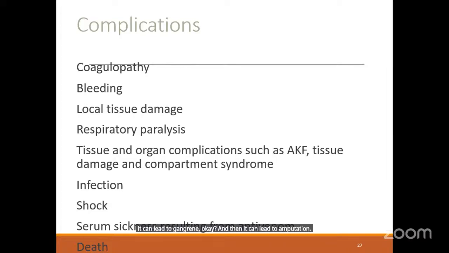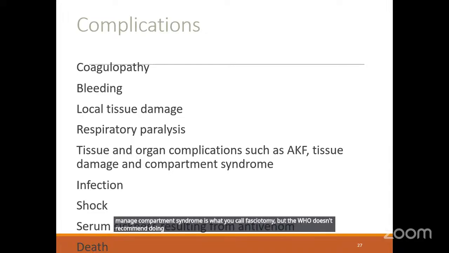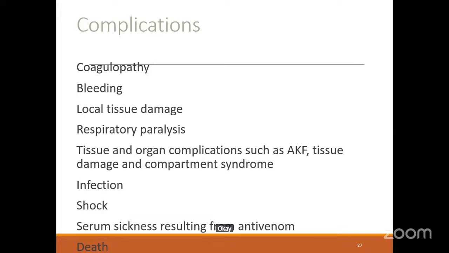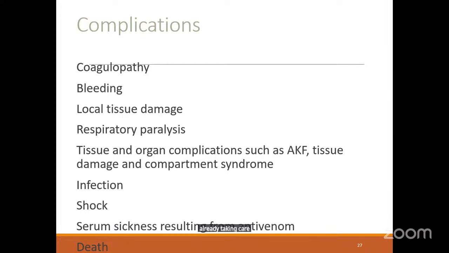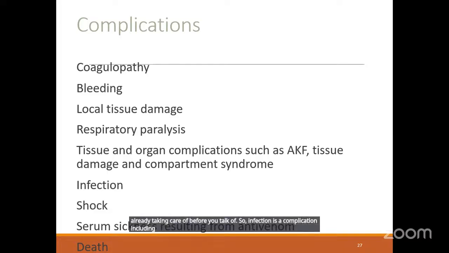But it's important to know that the type of surgery that is used to manage compartment syndrome is what you call fasciotomy. But the WHO doesn't recommend doing fasciotomy immediately, unless you're sure that the bleeding has been stopped, that anti-snake venom has been administered, and the patient is no longer bleeding, that coagulopathy is already taken care of before you talk of fasciotomy. So infection is a complication, including shock and serum sickness.